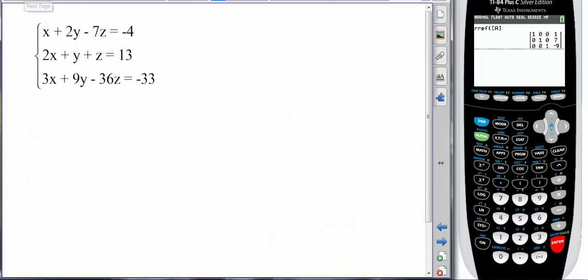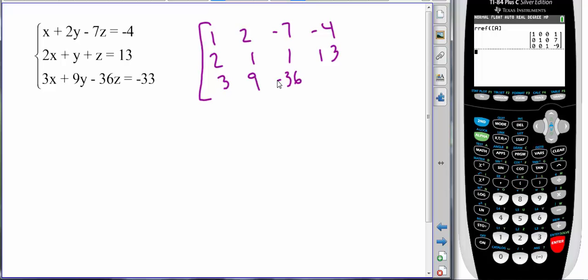Alright, we have one more to take a look at. We run into something just a little bit different here, and I wanted to address this, and that is again a 3 by 4 matrix. We're going to punch this in the calculator. Make sure you enter it correctly. 1, 2, -7, -4, 2, 1, 1 and 13, and then 3, 9, -36, and -33.